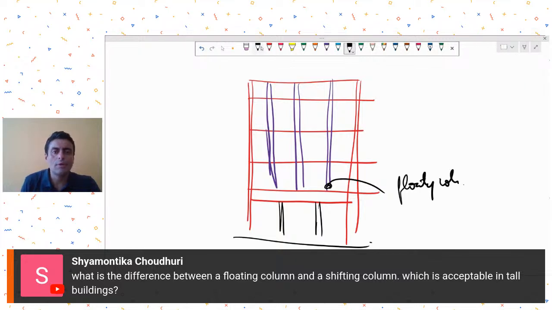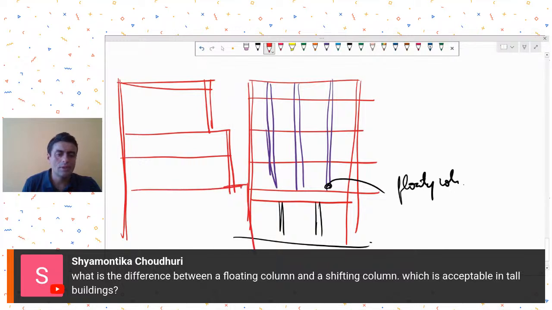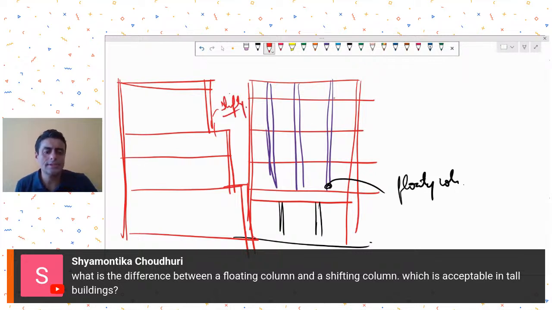And a shifting column, I don't know if you're in elevation. Suppose you had a, this is again my understanding, although I'm not sure about the use of these terminologies. But suppose your floor plans were changing and a particular column maybe was having certain offsets in elevation. Maybe I call it a shifting column. I am not sure. However, both are cases where there is a vertical discontinuity in the column.